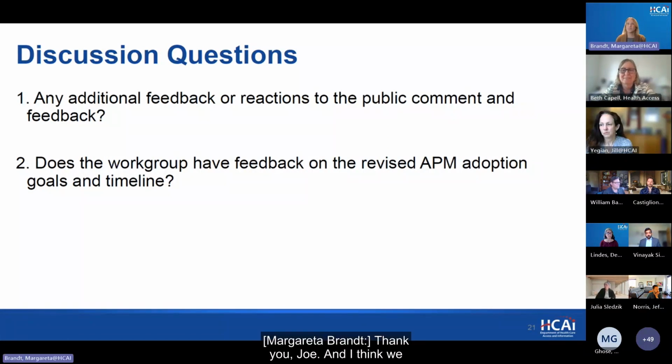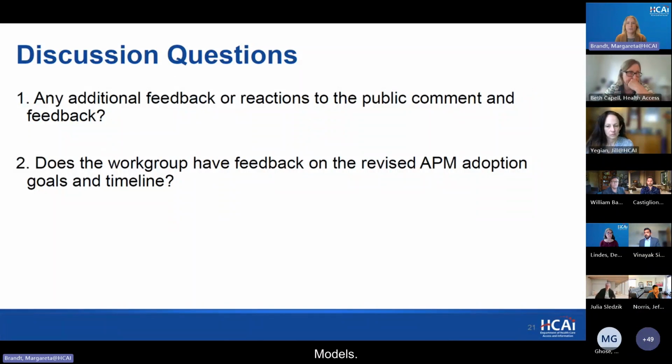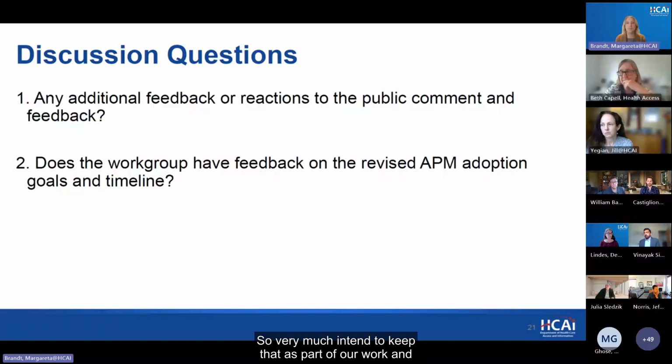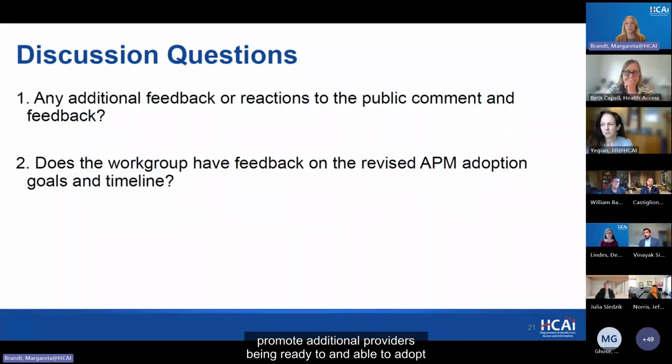Thank you, Joe. We want to support the provider community in terms of adopting alternative payment models. So we very much intend to keep that as part of our work. And as we move forward, we look to collaborate and work across the industry to promote additional providers being ready to and able to adopt and participate in alternative payment models. I know there's a lot of work going on across the state as well that we can support and emphasize.